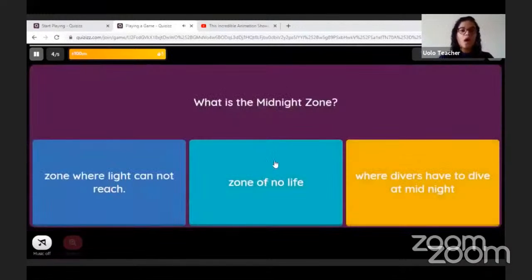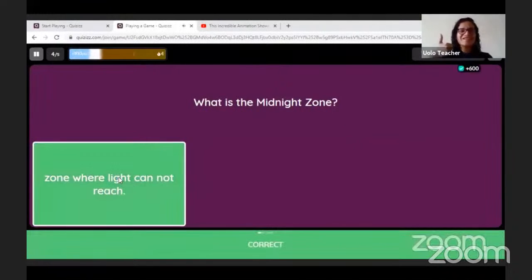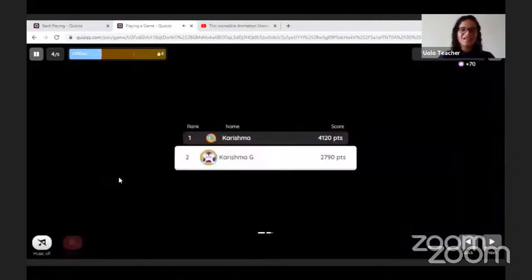What is the midnight zone? Zone where light cannot reach, zone of no life, or where divers have to dive at midnight. There's nothing such as having to dive at midnight. There is nothing such as a zone of no life because we saw the eyeless shrimps, right? So it is the zone where the light cannot reach. It's pitch dark, correct? Good job, everybody. Okay, let's go ahead.